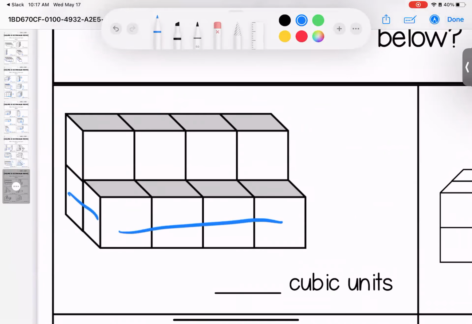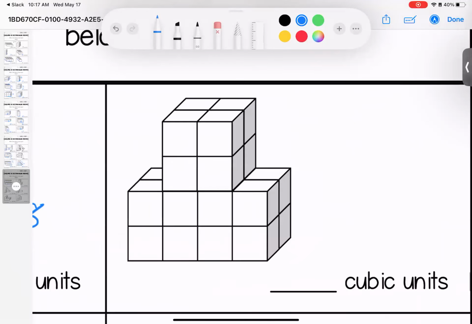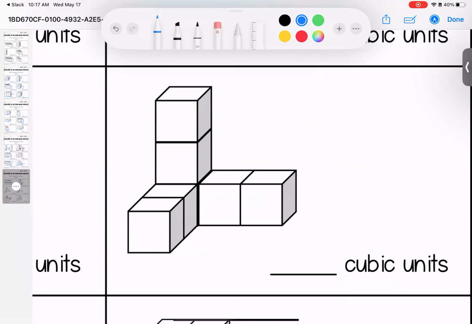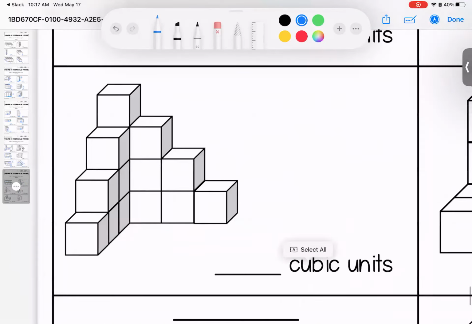I have 2 by 4, which is 8, and I have a 4 by 1, which is 4, 12 total. Here I have a 4 by 2, which is 8, but there's 2 of them, which is 16. I have 2 by 2, which is 4. I have 2 of them, which is 8. 8 and 16 is 24. Here I have 2 and 2, 3 and 4 is 7. So here I have 15 cubes.